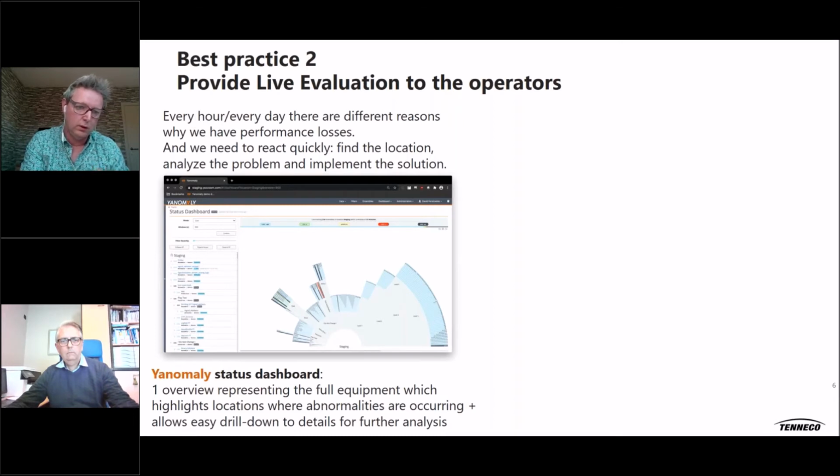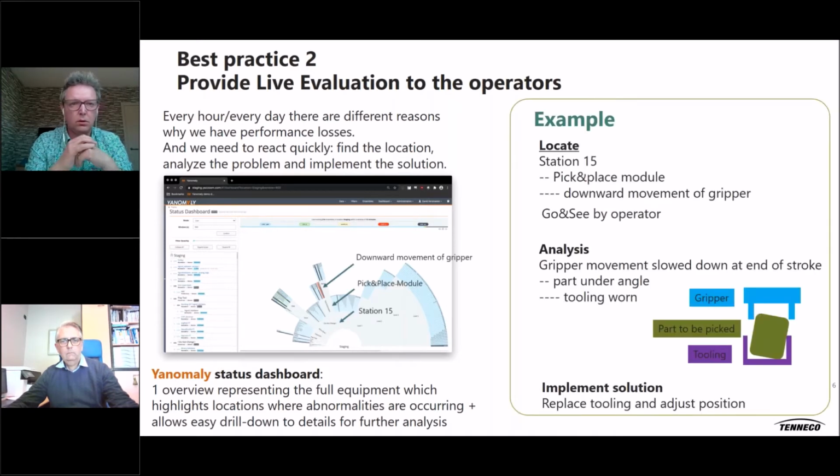Again, the Yanomaly status dashboard that we got from Yazzoom is making this possible. So we have one overview of the full installation with all the stations in, all the movements in, and we can easily drill down into the details. And just as an example of what to expect from this, if you have a multi-station machine, the AI will help us in clarifying.